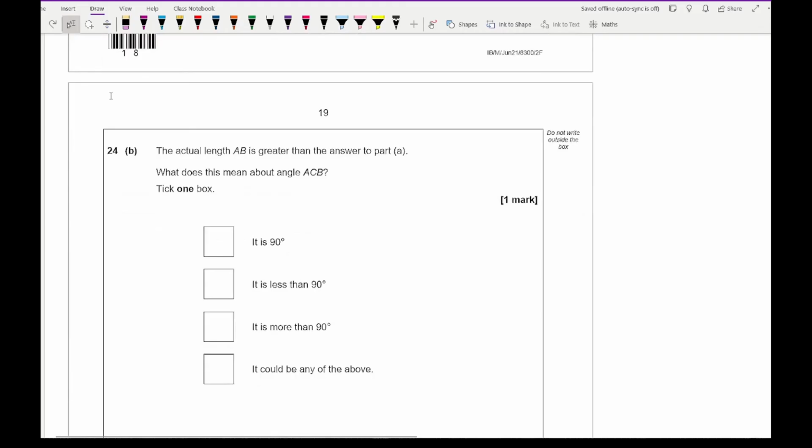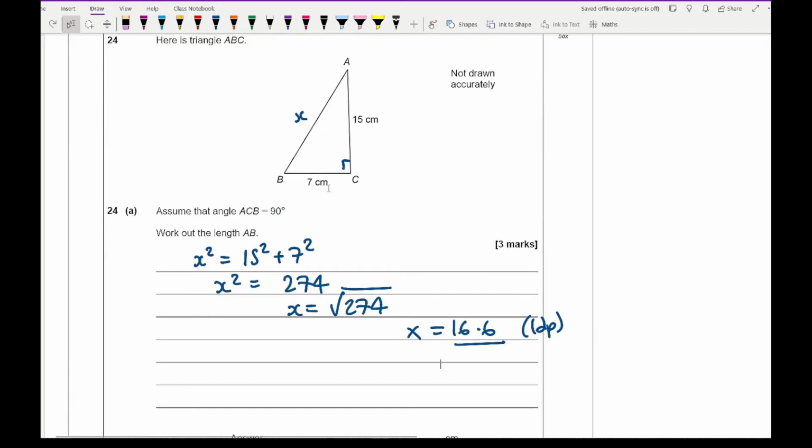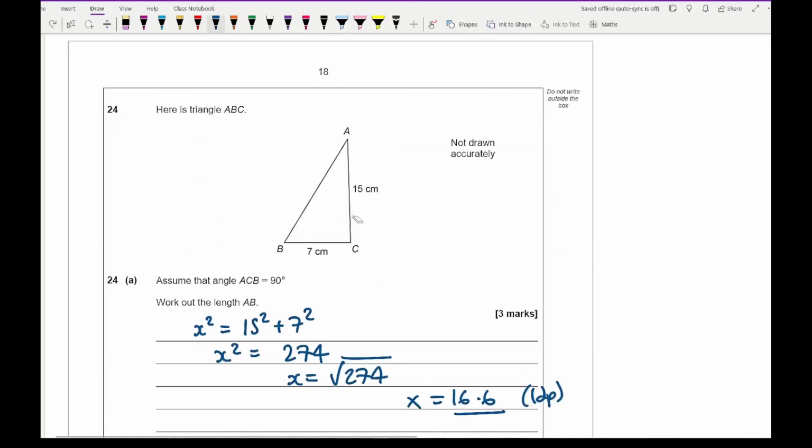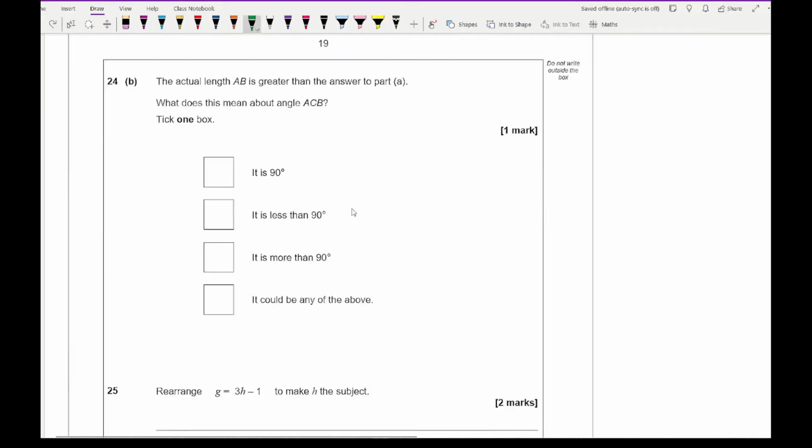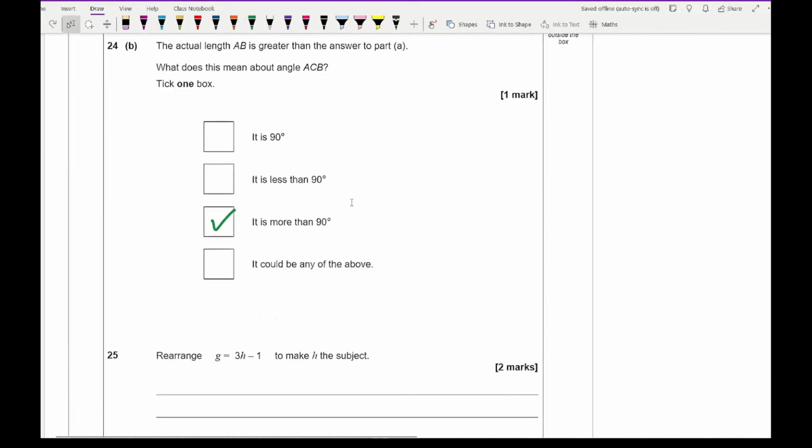Moving on to B, it says the actual length of AB is greater than the answer to part A. What does this mean about angle ACB? Now ACB is this angle here. So if it's going to be longer than what we've said, then that means that this line here is going to be going on a little bit more, and that's going to be 15. So here it's talking about this angle. As you can see, it's going to be bigger. It's going to stretch that angle. So it's actually going to be more than 90 degrees. So we need to tick our third box.